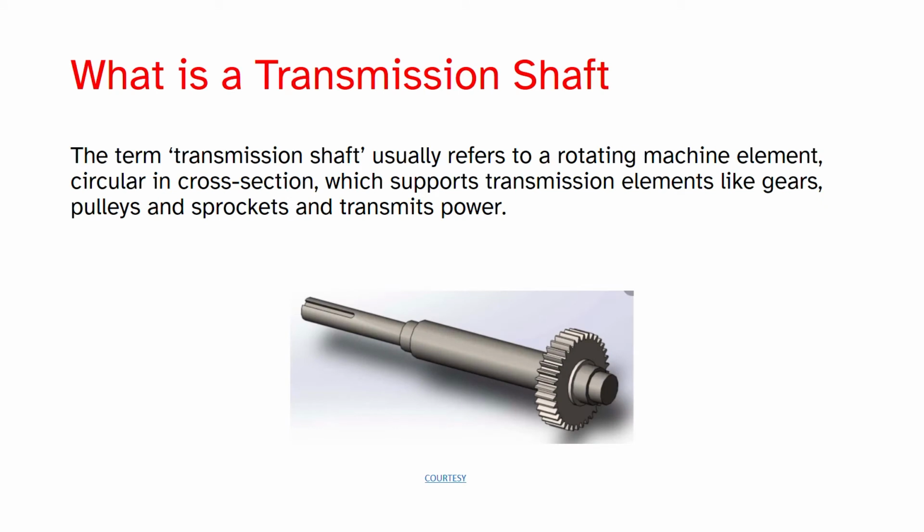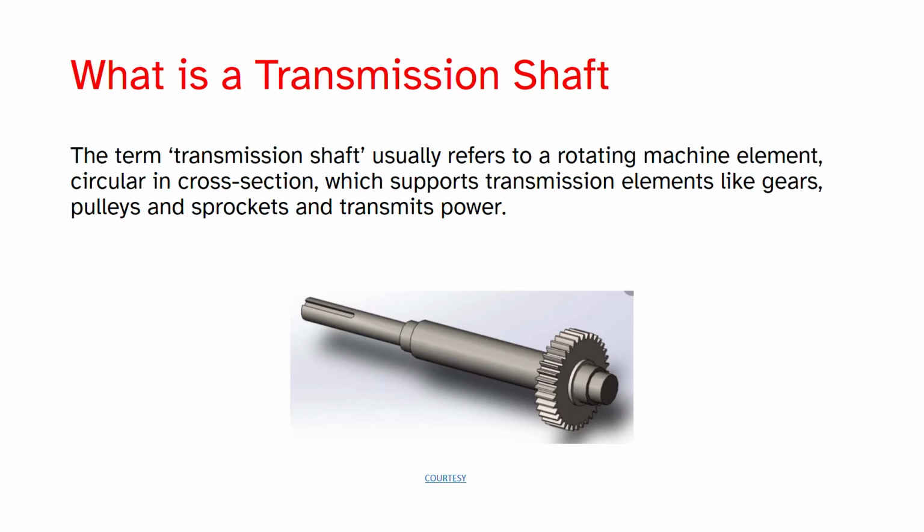The definition says, the term transmission shaft usually refers to a rotating machine element, circular in cross-section, which supports transmission elements like gears, pulleys and sprockets and transmits power. You can see an illustration of a shaft with a spur gear attached to it.